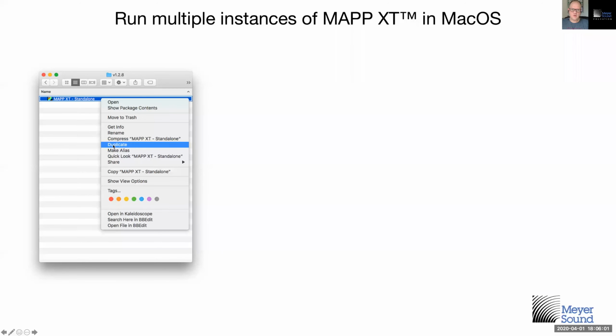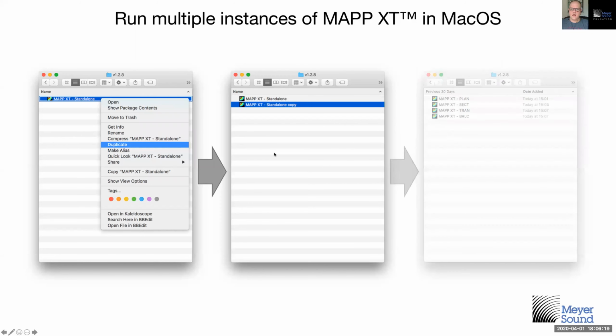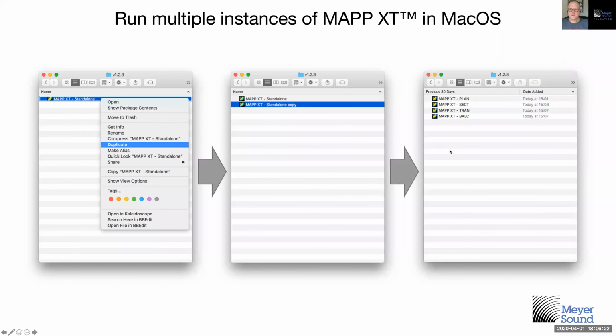If you choose duplicate, then a copy of your application will show up in that same folder, and all that's left to do is give it an appropriate name so that you can distinguish one instance of MAPP from another instance of MAPP. In my workflow that has been recommended by Meyer, I typically work with 4 instances of MAPP. There is the so-called plan view, there is the section view, there's the transaction view, and occasionally I might actually have need to also look at a balcony.